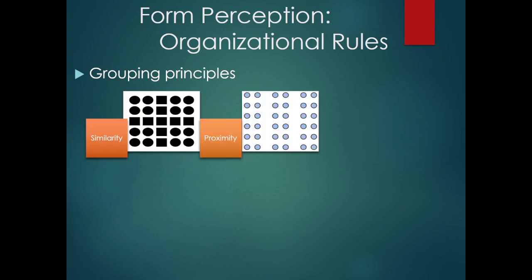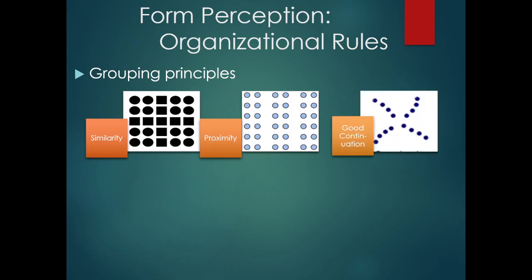Proximity is another rule that you follow. So in this case, you're seeing 3 columns of circles rather than independent columns. It's not 6 columns for sure. You see it as 3 columns of circles. Being near each other makes it seem like you're part of the same form.